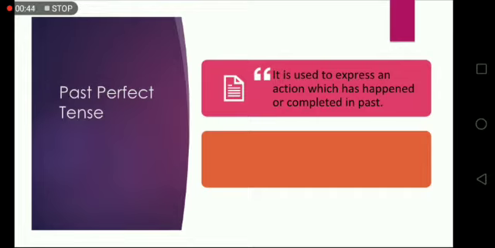So now let's look into the Urdu identification of past perfect tense. The Urdu identification of past perfect tense is चुका था, चुकी थी और चुके थे. For example, मेरे घर आने से पहले मेरा बेटा स्कूल जा चुका था. My son had gone to school before I came home.